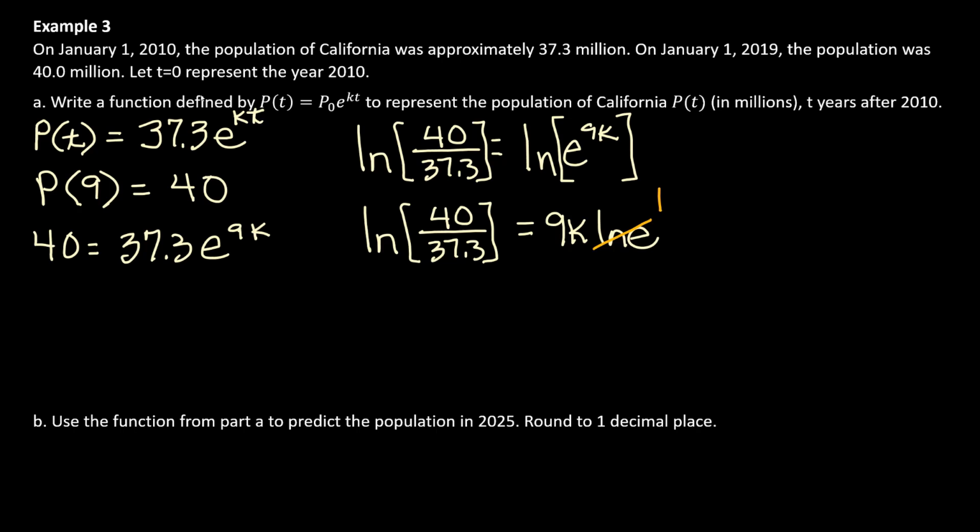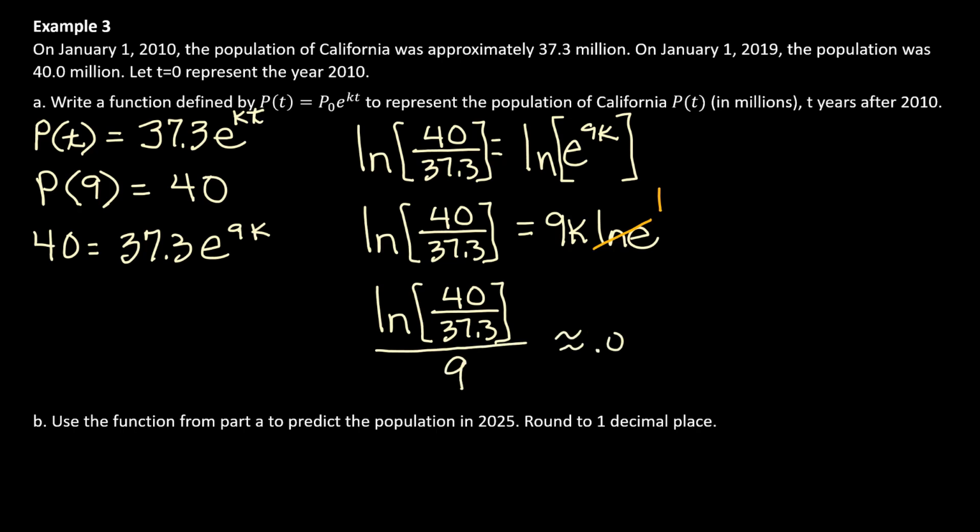But if it was 9k plus the natural log of e, it'd be 9k plus 1, which means it's still there. I can't cross it out. The only reason I can cross it out now is because 1 is the multiplicative identity. When you multiply something by 1, it stays the same. So 9k is what the right side of the equation is. And then we're going to divide both sides by 9 to get k all by itself. So we'll have the natural log of 40 over 37.3 divided by 9, and that's k.